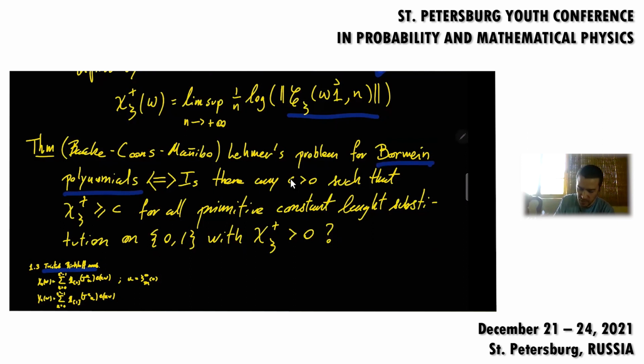In that case, the Lehmer problem is equivalent to the next question. Is there any positive C such that the top Lyapunov exponent of the spectral cocycle is bounded away from 0 by this constant C, and that holds for all primitive constant length substitutions on 2 letters, and such that we are considering only the case when this top Lyapunov exponent is in fact different from 0. As we are going to see, for the case of Thue-Morse, the top Lyapunov exponent is going to vanish. So that's not in this case. This theorem is just to give some motivation for studying this spectral cocycle outside of the world of studying the spectrum of substitution dynamics.